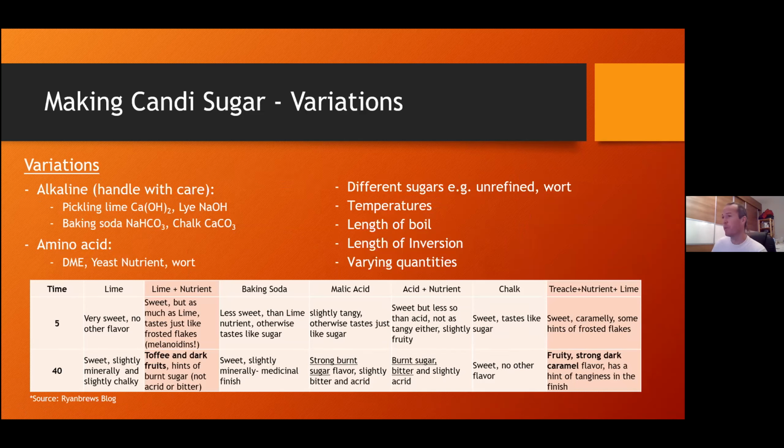Once we've got that recipe, we can actually vary it. There's a blog called Ryan Brew's blog. He actually did this. It's really interesting for someone to go through so much effort just to prove a point. So you can change the alkaline. The one I use is called pickling lime. You can't buy this in America because it's illegal, but over here they don't mind. They just post it to you.